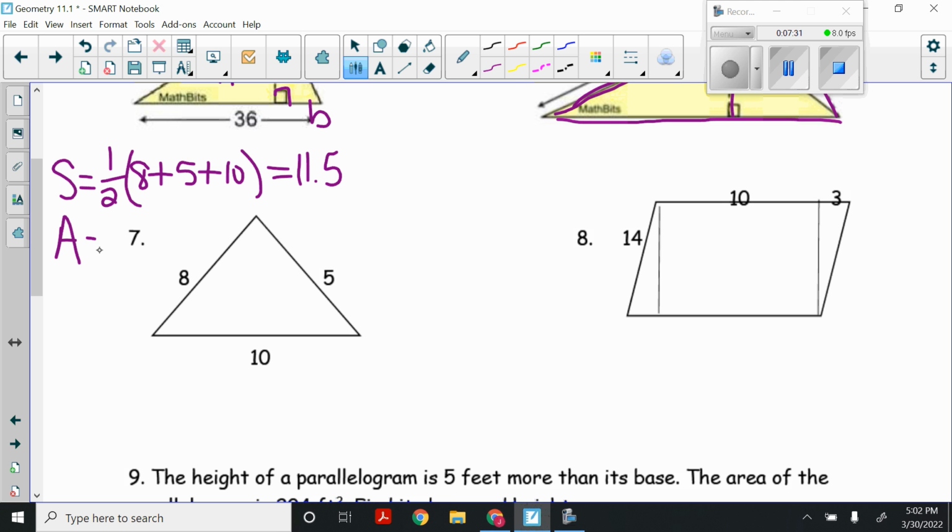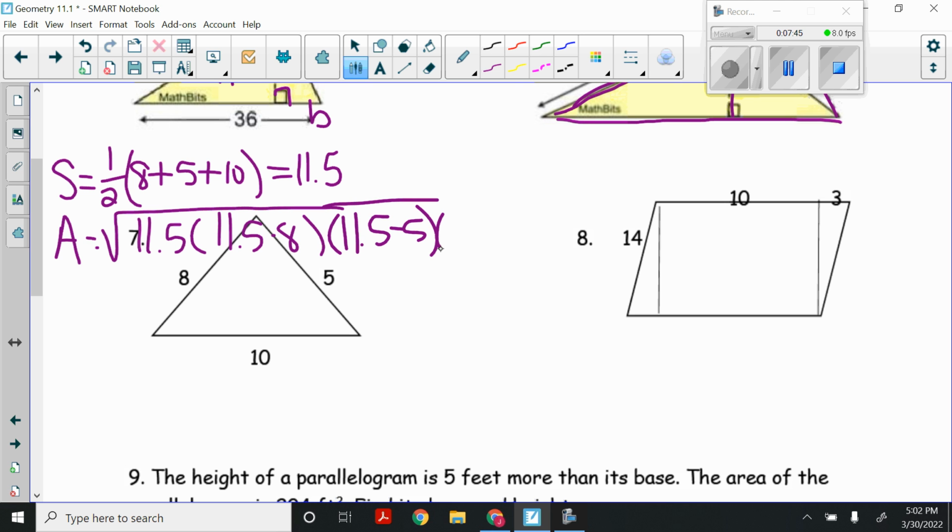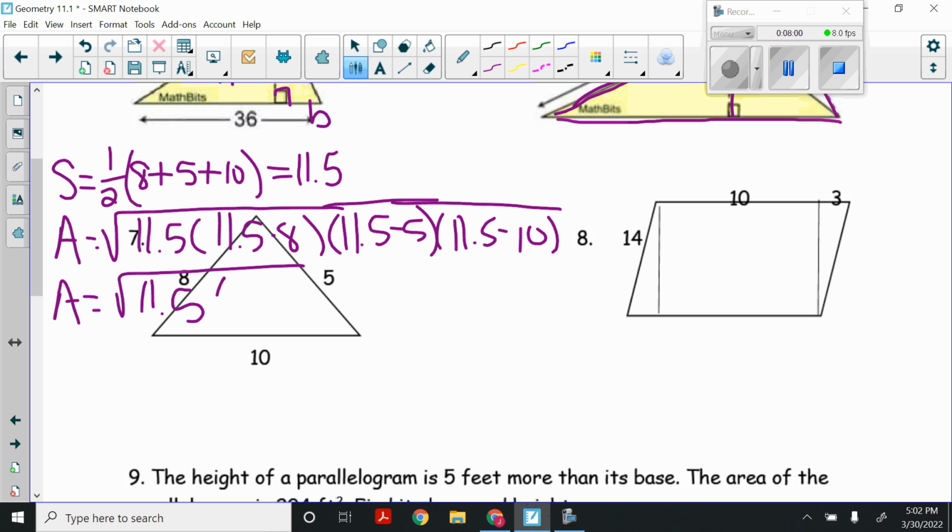So then my area is equal to the square root of S, 11.5, times 11.5 minus all of my sides. So 11.5 minus 8, 11.5 minus 5, 11.5 minus 10. All that's underneath the radical. So I'll work this out. So here I have the square root, 11.5. So let's see, 11.5 minus 8 gets me 3.5. 11.5 minus 5 gets me 6.5. And 11.5 minus 10 gets me 1.5.